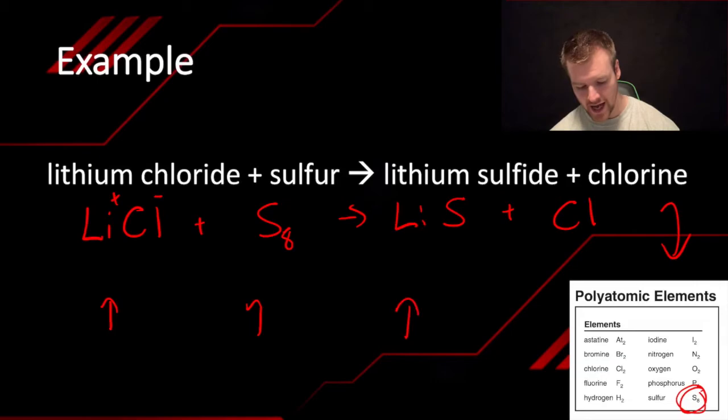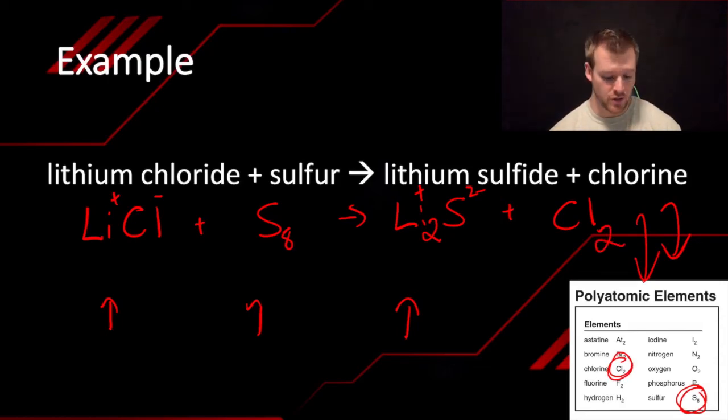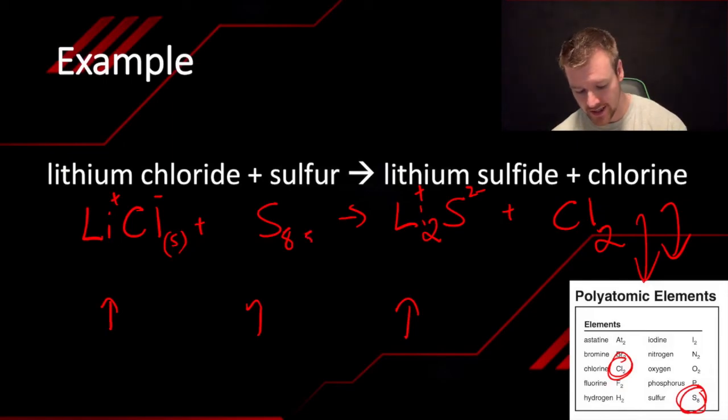Next, looking at LiS, Li is a plus, S is a 2 minus. So we need 2 Li's to balance that. And Cl is an element, so let's check the chart. And right here it says Cl2. Lastly, we have to do the states. Again, ionic compounds are solid unless they're dissolved in water, but it doesn't mention any water or solutions here. Sulfur, we look up on the chart and it is a solid. Li2S, ionic compounds, solid. And chlorine, we look up on the chart, is a gas.